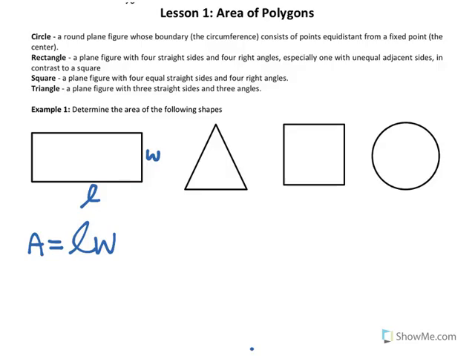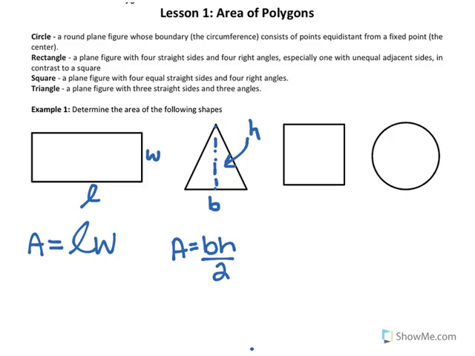For a triangle, the lengths that you will need to measure are the base, which is the bottom of the triangle, as well as the height, so from the bottom to the peak. And then you will apply it to the formula: base times height divided by 2.